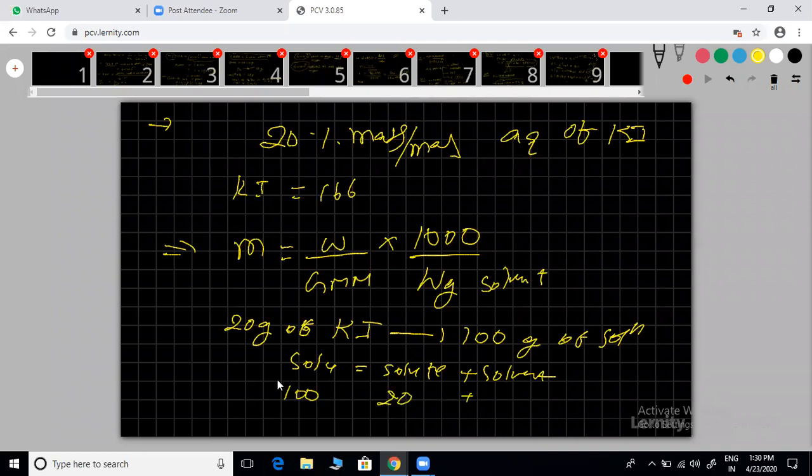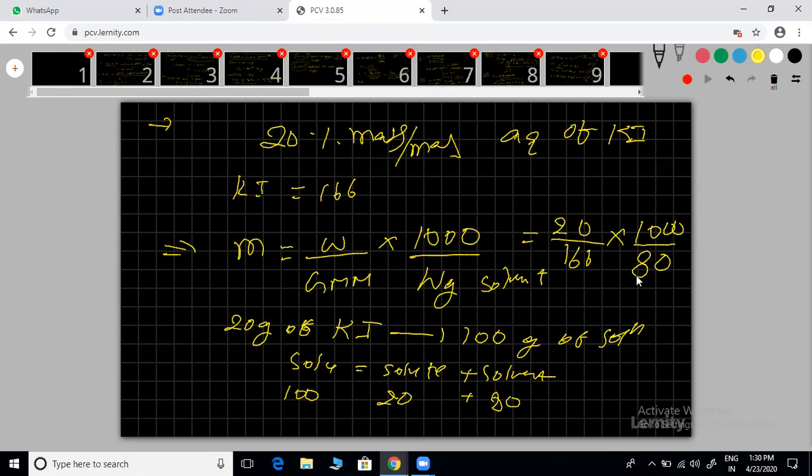You can apply the law of conservation of mass also. Total left side mass equals right side mass. This should be 80. Then you can use this formula. Weight of solute is 20. Molar mass of the solute is given as 166, so 166 into 1000 by 80.